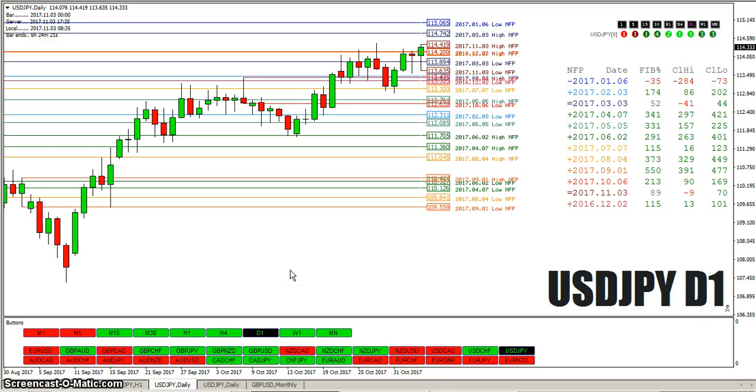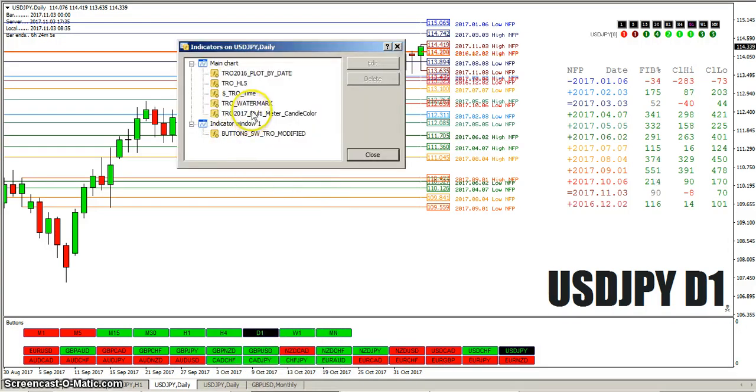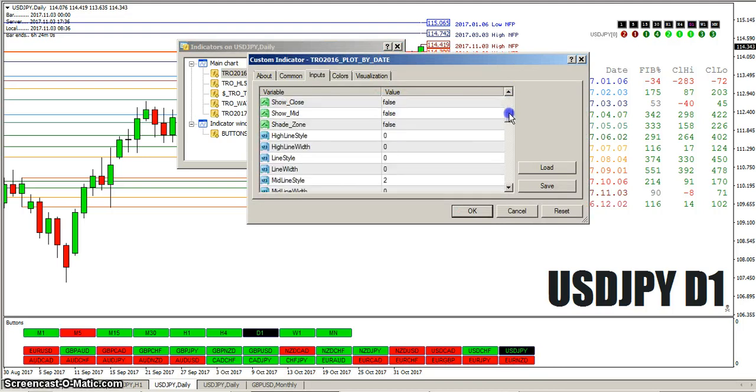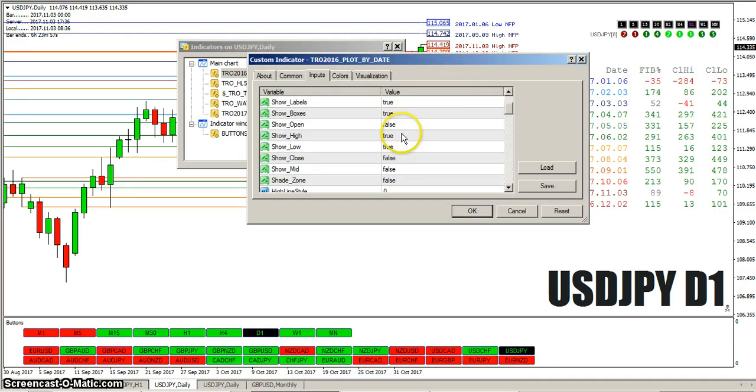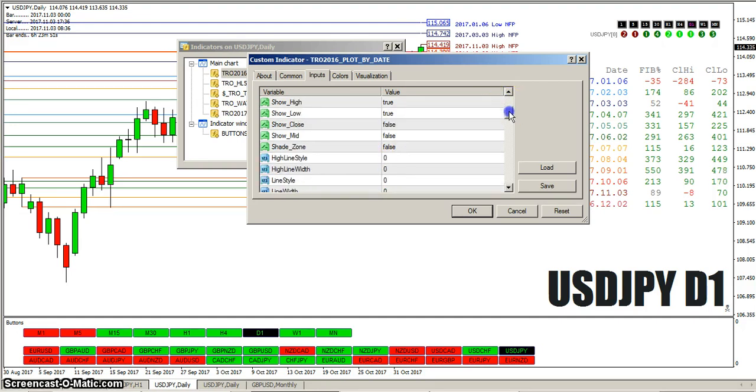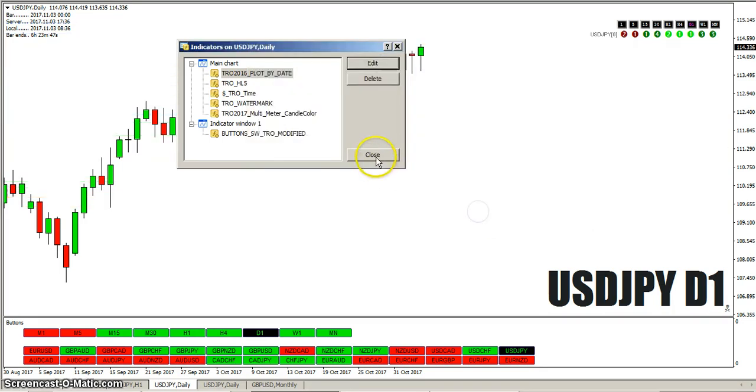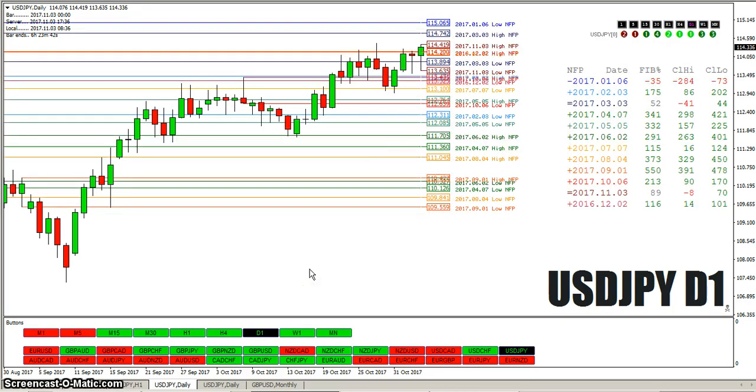NFP Day. I've got an indicator that allows you to type in any date, and then it'll just plot the horizontal lines that you like. If it's high, low. Let me take a look at it here. I don't even remember the plot by date. That was a 2016 indicator. Oh yeah, you can do the open, the high, the low, the close, the midpoint, and if you want to, you can even shade in the zone. And you can pick different styles, and that's where you type in the dates. So, you know, not rocket science, but handy nonetheless.